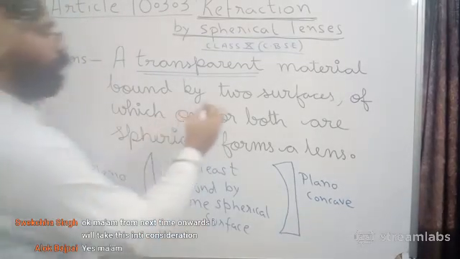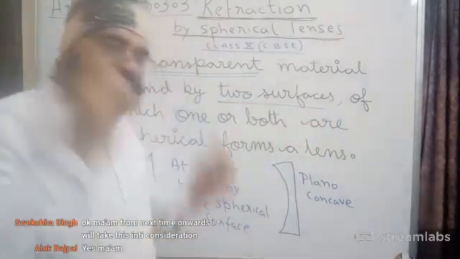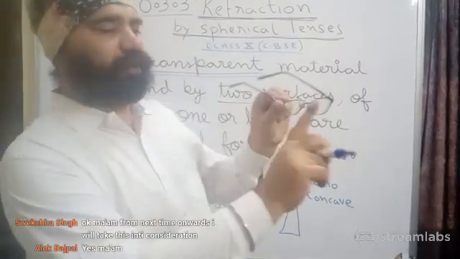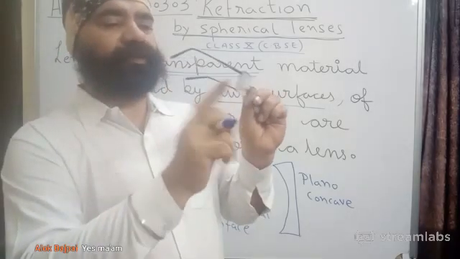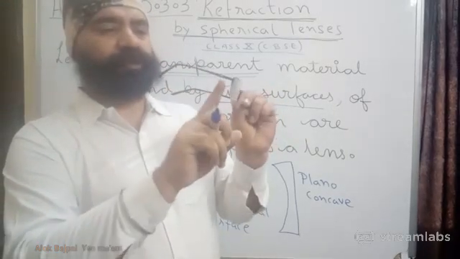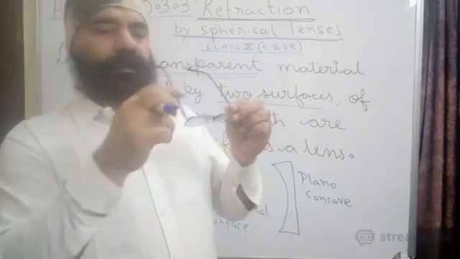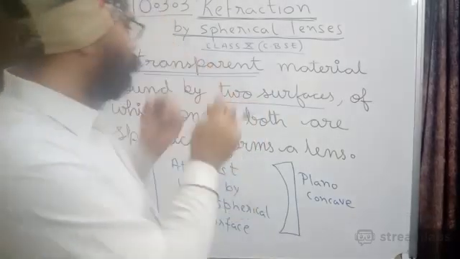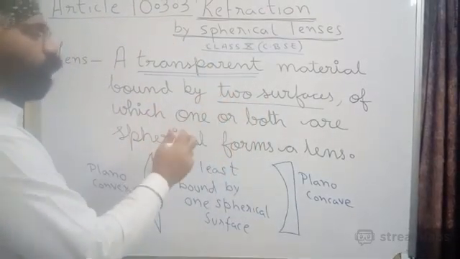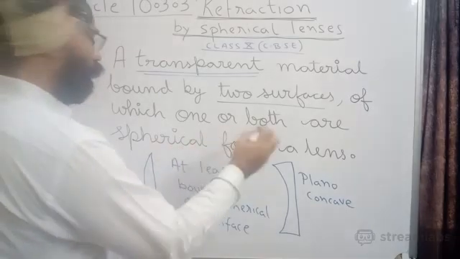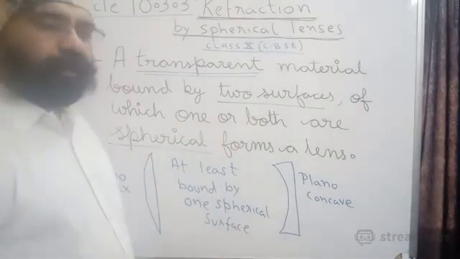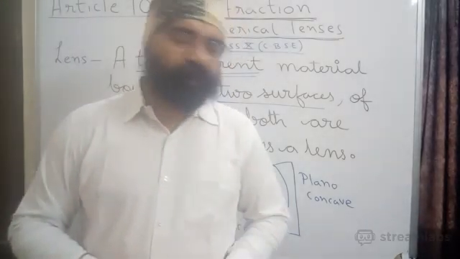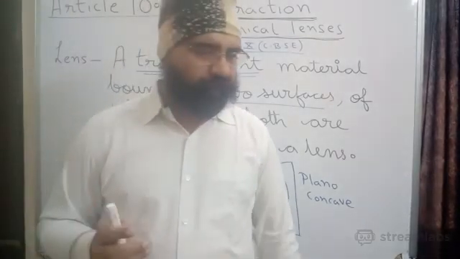Material bound by two surfaces. If you look at my mirror, it has two surfaces, one towards me, mirror, I'm telling you. If you look at the lens of my spectacles, it has two surfaces, one towards me, the other away from it, okay. Two surfaces, of which at least one is spherical, okay. Good evening, Abiral. At least one of them is spherical.